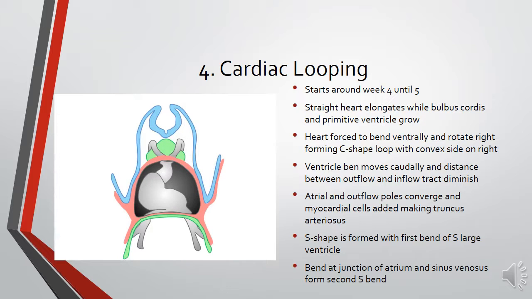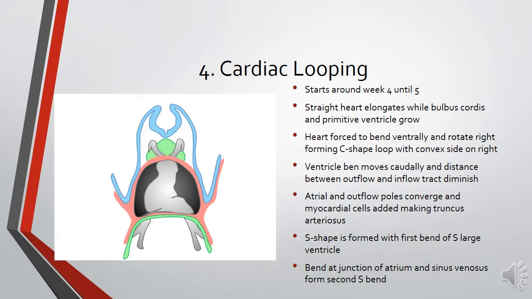The steps in looping can be summarized as follows. A straight heart tube begins to elongate with simultaneous growth of the bulbus cordis and the primitive ventricle. This forces the heart to bend ventrally and rotate to the right, forming a C-shaped loop with a convex side situated on the right. The ventricle bends caudally, and the distance between the outflow and inflow tracts diminishes.